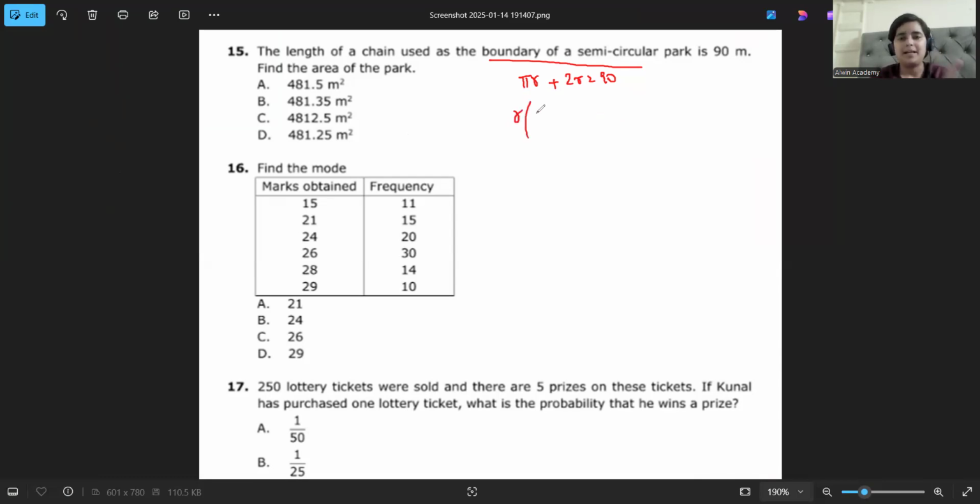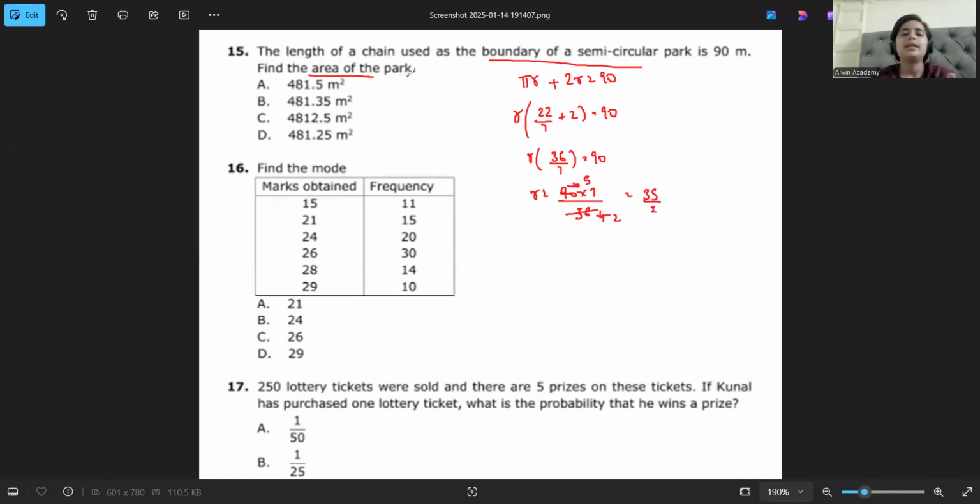Now, when I take r common from this expression, I get pi plus 2. I put the value of pi as 22 by 7. So, 22 by 7 plus 2 is equal to 90, which gives me, taking LCM, 22 plus 14, so 36 by 7 r is equal to 90. I transpose this. I get r equals 90 into 7 by 36. 9 fours are, 9 tens are, 2 twos are, 2 fives are, so it becomes 35 by 2.